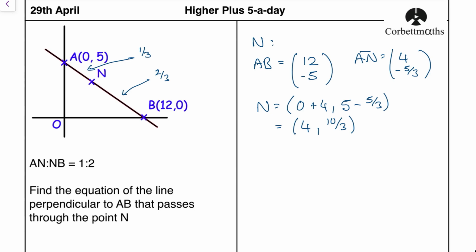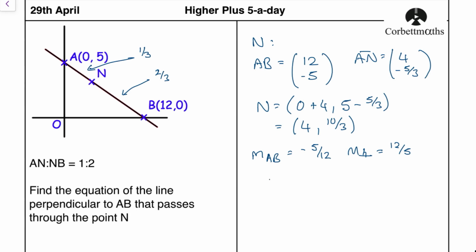Now what do I need to do? I need to work out the gradient of A to B. And notice my notation, I'm just saying gradient of A to B there. Now I'm going down 5, I'm going across 12, so therefore it's going to be minus 5 over 12, which means the gradient of the perpendicular is going to be 12 over 5. These are not going to be nice numbers, but let's carry on anyway.